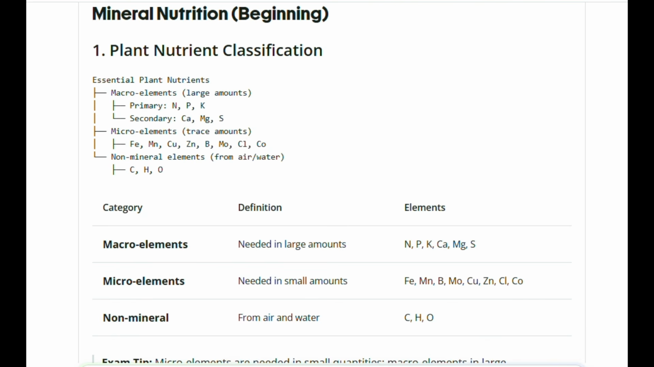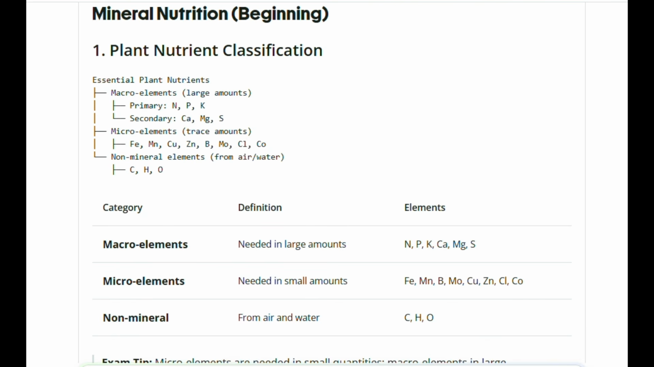Major elements: we have N, P, and K. Then minor elements: we have Ca, which is calcium, Mg, which is magnesium, and S, which is sulfur.